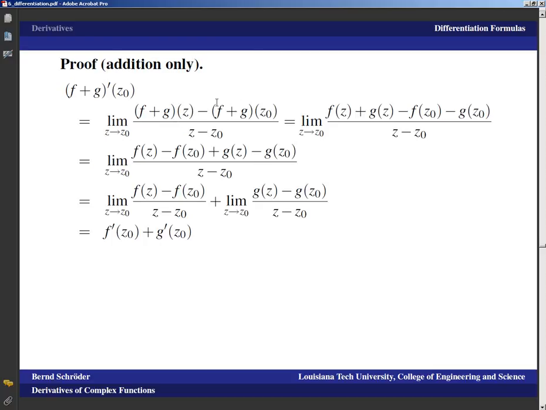You first set up the limit that you need to compute, you simplify it as much as you can, and then you start looking for difference quotients that you know the value of, or the limit of.